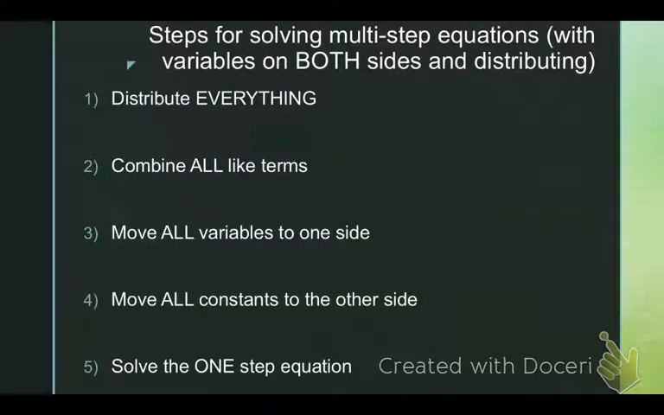So steps for solving multi-step equations with variables on both sides and distributing. 1. Distribute everything. 2. Combine all like terms on either side of the equal sign. Then move all variables to one side, and then you can solve the two-step equation, or move all constants to the other side, and then it's just a one-step equation that you need to solve.